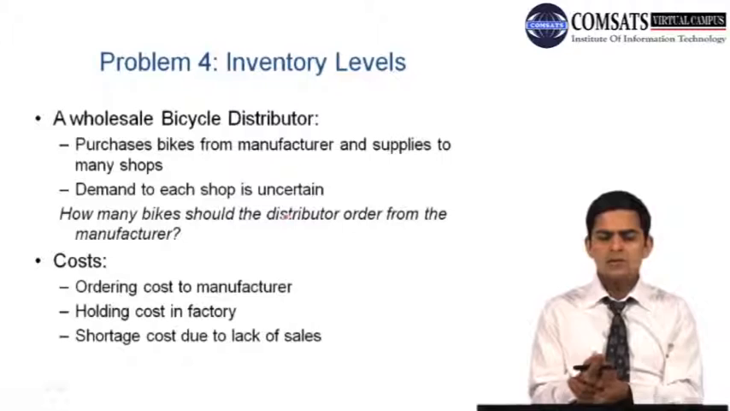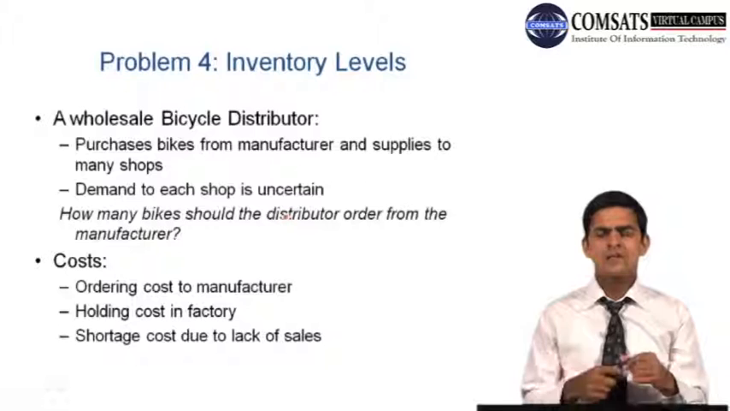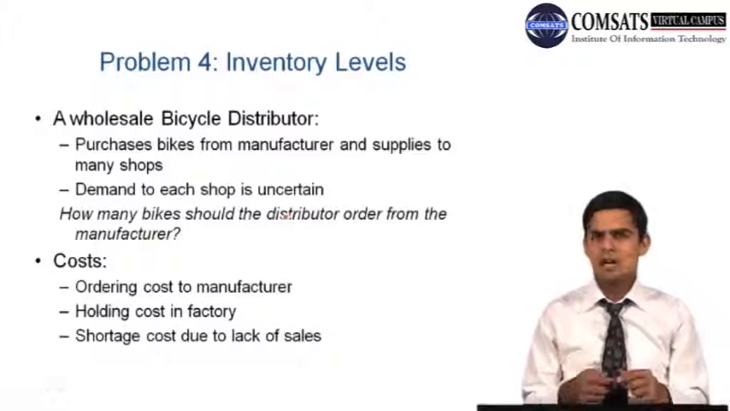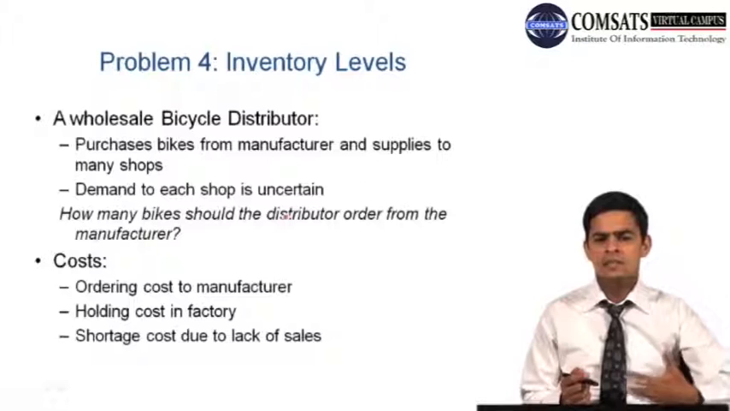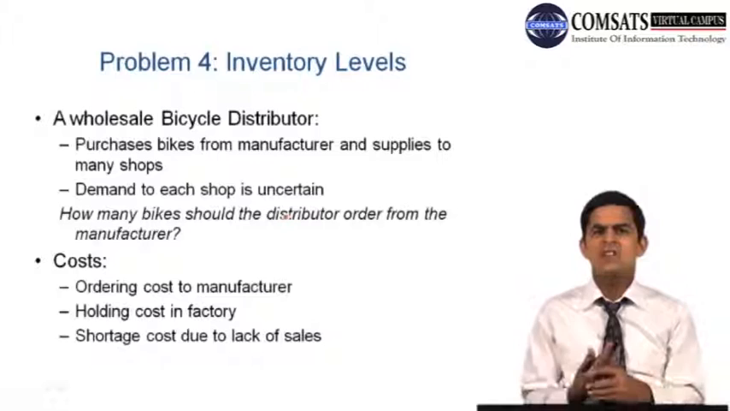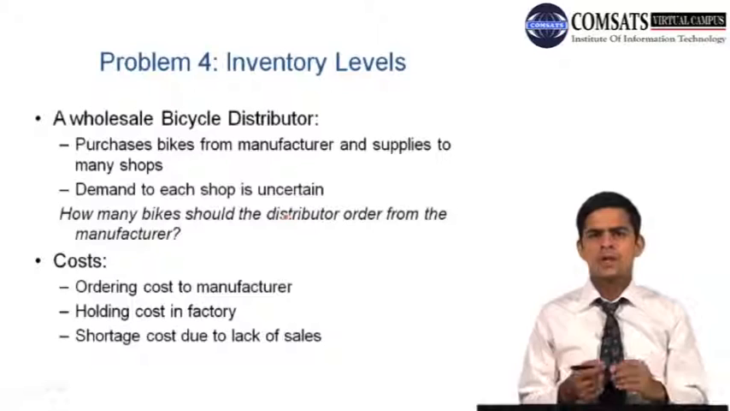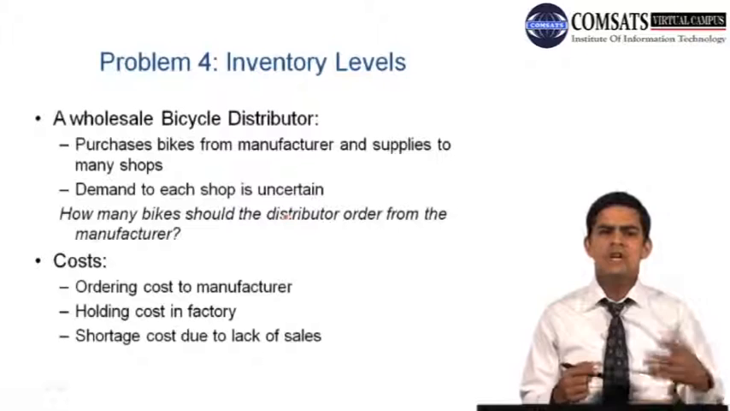The demand to each shop is uncertain, right? So that's kind of clear, because you don't know when a customer will come and buy a bicycle. You cannot predict that. But maybe people buy more bikes in summer, and people buy fewer bikes in winter, for example, because in winter it's very cold, so it's very hard to ride a bike. But in summer, it's very warm, but in the evenings you can definitely ride bikes and you can exercise on them and whatever.